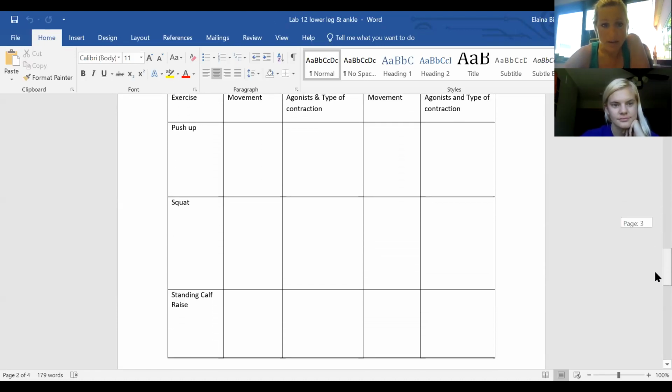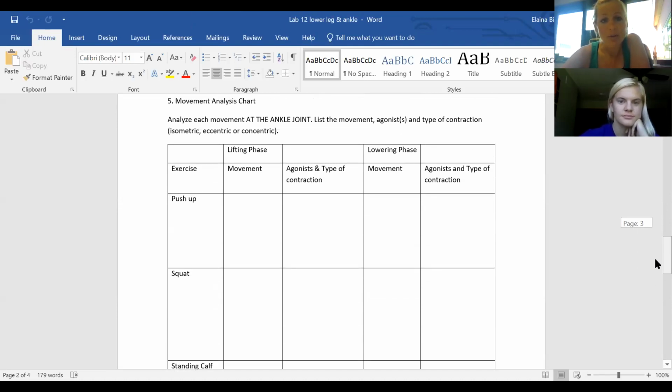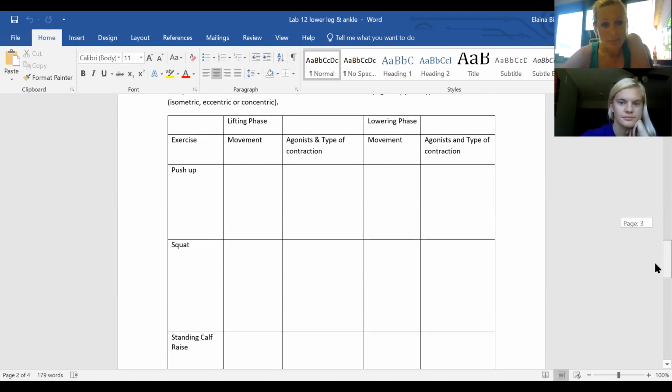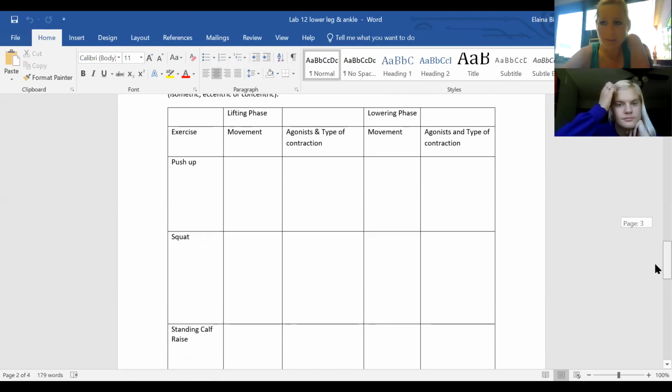Okay. Again, when you think about the movement analysis, one thing to note, and about half and half had this right. If I'm doing a push-up and I think that my ankle doesn't do anything, think about what the position of the ankle is when I do the push-up. Is the ankle in dorsiflexion or plantar flexion? If it's in dorsiflexion, then that's going to be your movement for both phases.